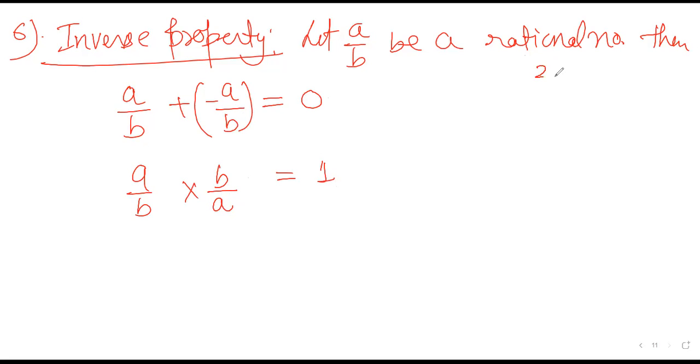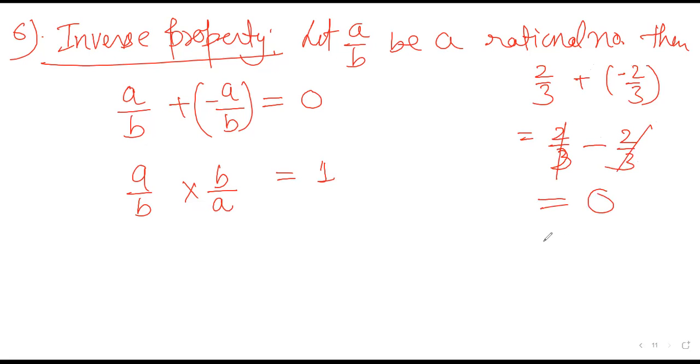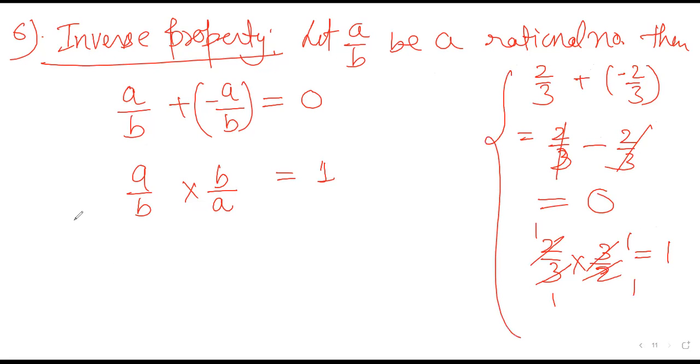So let us suppose 2 upon 3 plus minus 2 upon 3. If you simplify this, basic concept, plus and minus cancel, both numbers will cancel and you will get 0. And 2 upon 3, if you multiply by 3 upon 2, 3 cancels, 2 cancels, and you will get 1. This is a very clear idea about these properties.